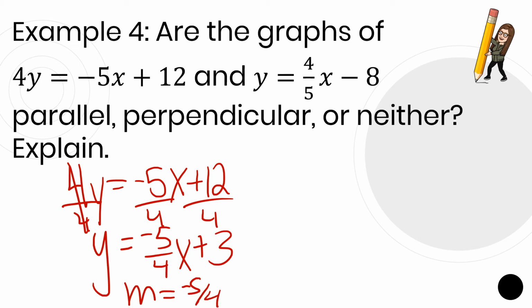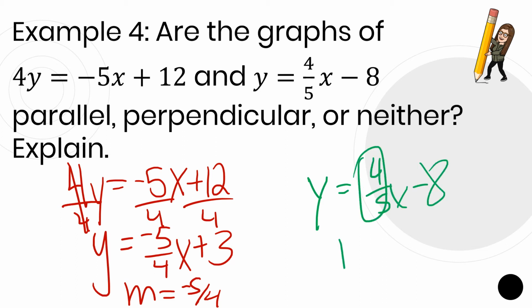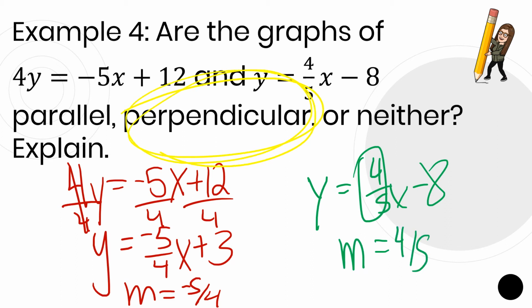Let's look at the second line. The second line says y equals 4/5 x minus 8. The y is isolated, so that's good. My slope is therefore 4/5. So in this case, yes, they are perpendicular because they meet both requirements. They're opposite and reciprocals.